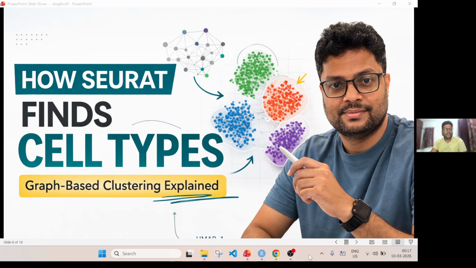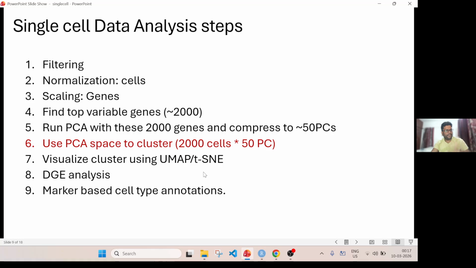Hi everyone. In this video, we will focus on the graph-based clustering approach that Seurat takes in single cell data analysis to cluster your cells into different clusters. Okay. So these are the typical single cell data analysis steps that are followed.